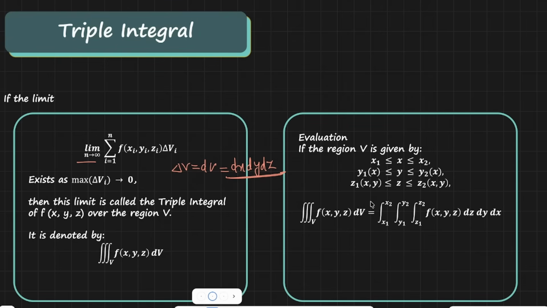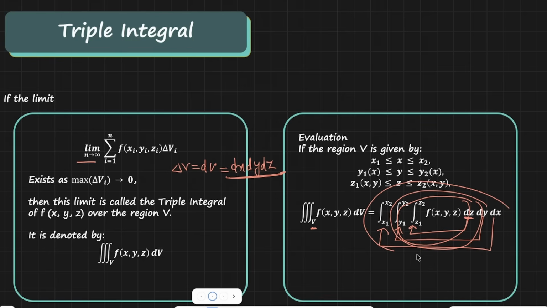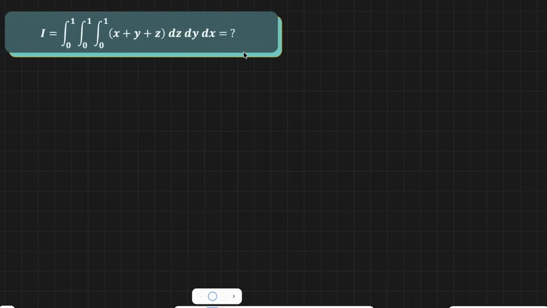How will it be represented? It will be represented over a volume, and it will be given like this. If you are writing dz, then the first limit is of z. If it is dy, then the second limit is of y, and then the third limit is of x. First you solve this integral, then this integral, and then this integral. This is again a reverse process. Let's take one example, then you will easily understand.